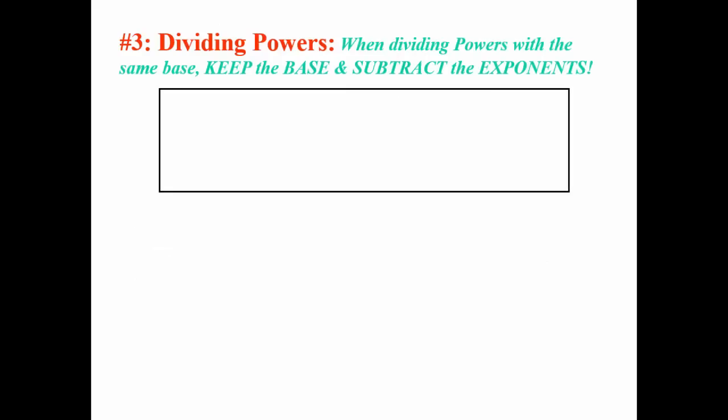The third rule we have is dividing powers. So when you are dividing the powers with the same base, you want to keep the base and subtract the exponents. Here you go with the general rule, x raised to the m divided by x raised to the n is equal to x raised to the m minus n. Those are just 2 different ways to write it. To solve this, we actually subtract the 2 values.